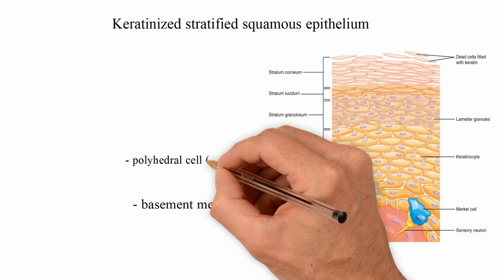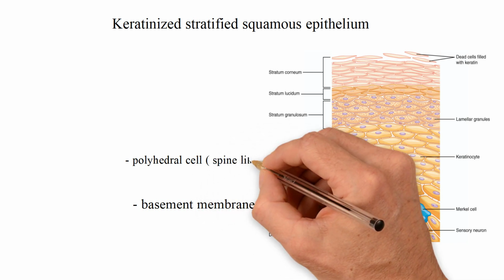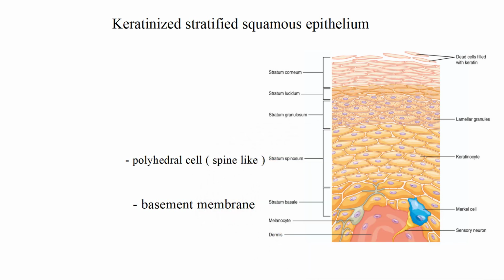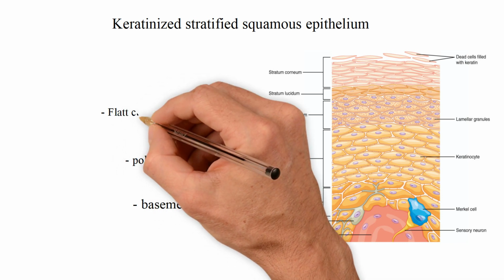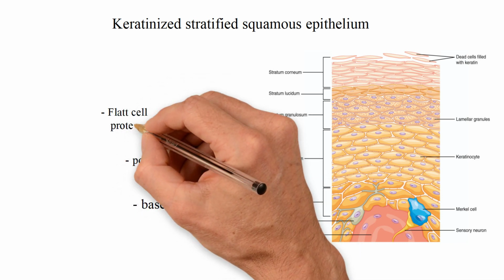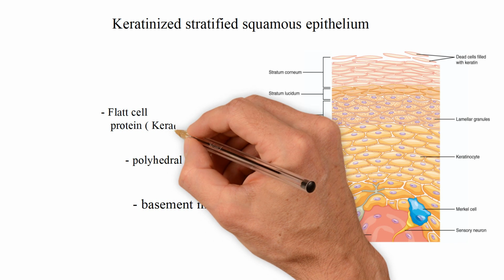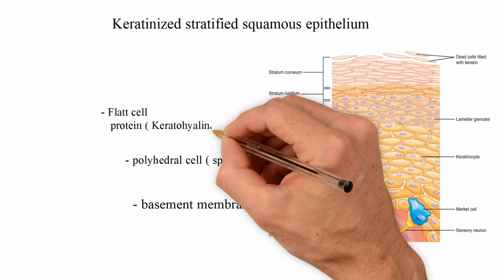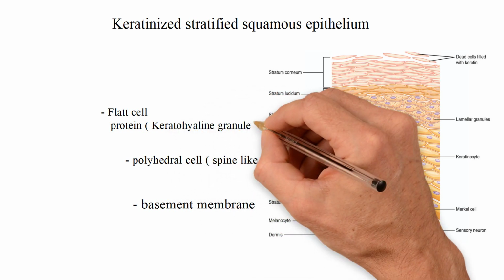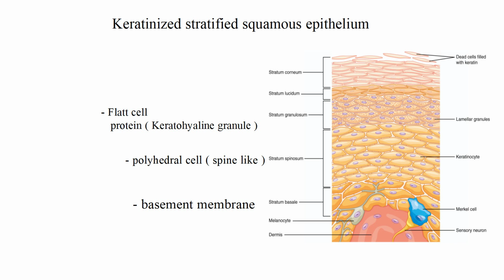It is made up of polyhedral cells and the cells here are spine-like in structure. Then we have stratum granulosum. This contains flat cells and it contains granules in it. These granules contain a protein, keratohyalin, and are known as keratohyalin granules. The main function of these granules is to hold the keratin together.